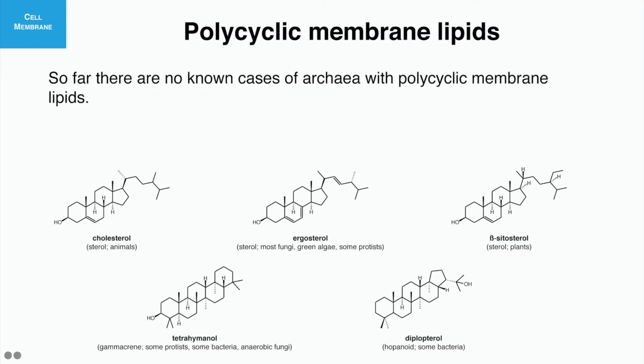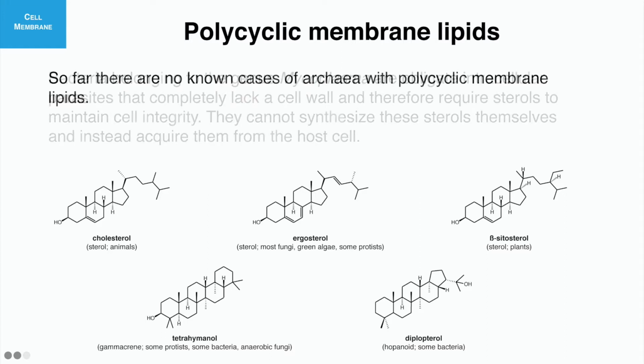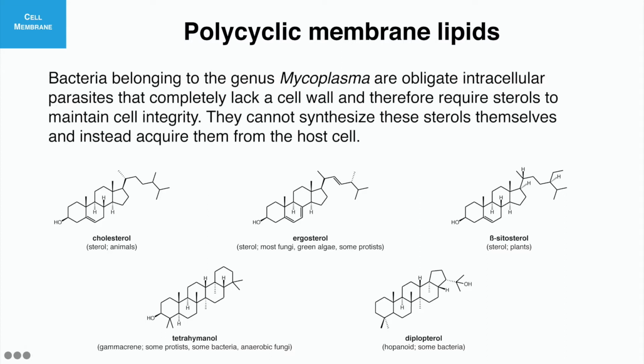So far, there are no known cases of archaea with polycyclic membrane lipids. Bacteria belonging to the genus Mycoplasma are obligate intracellular parasites that completely lack a cell wall and therefore require sterols to maintain cell integrity. They cannot synthesize these sterols themselves and instead acquire them from the host cell.